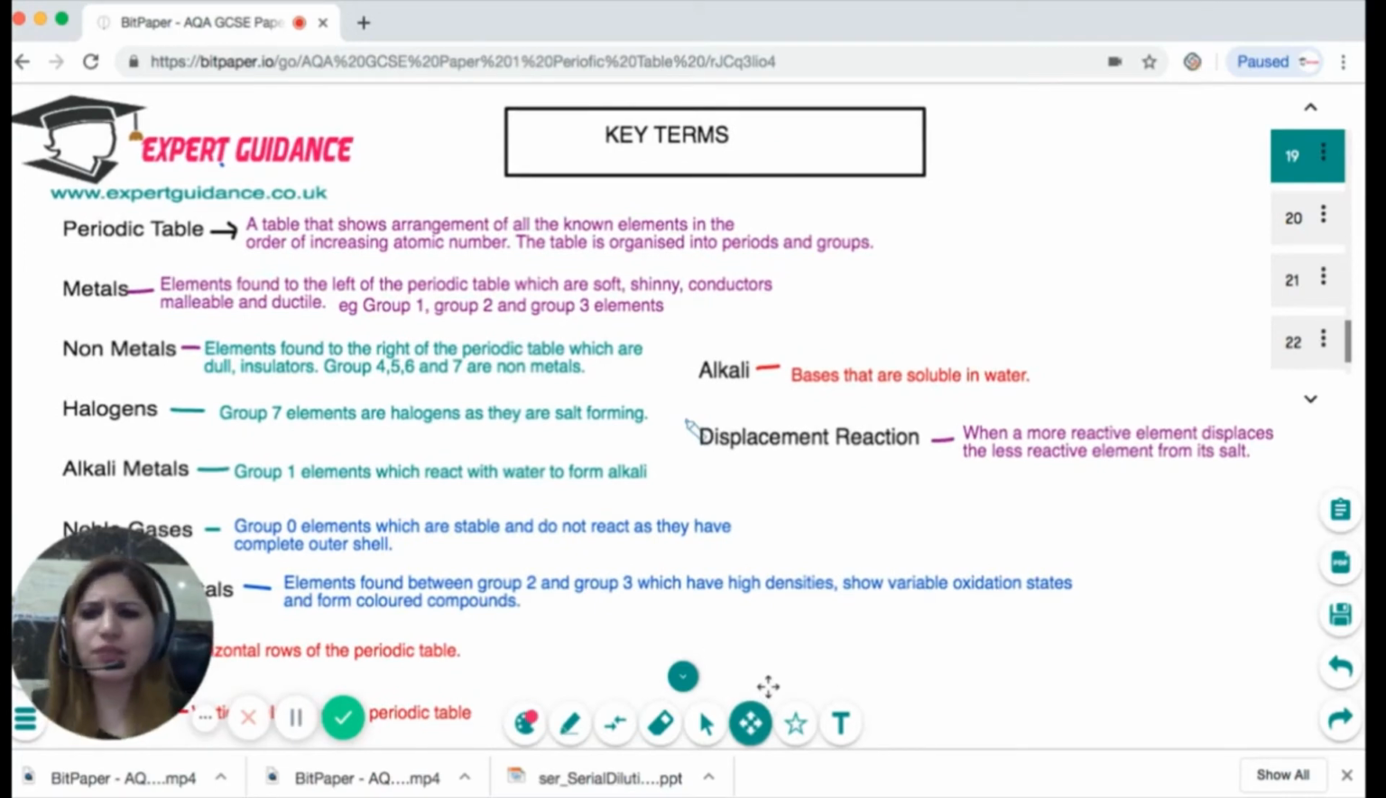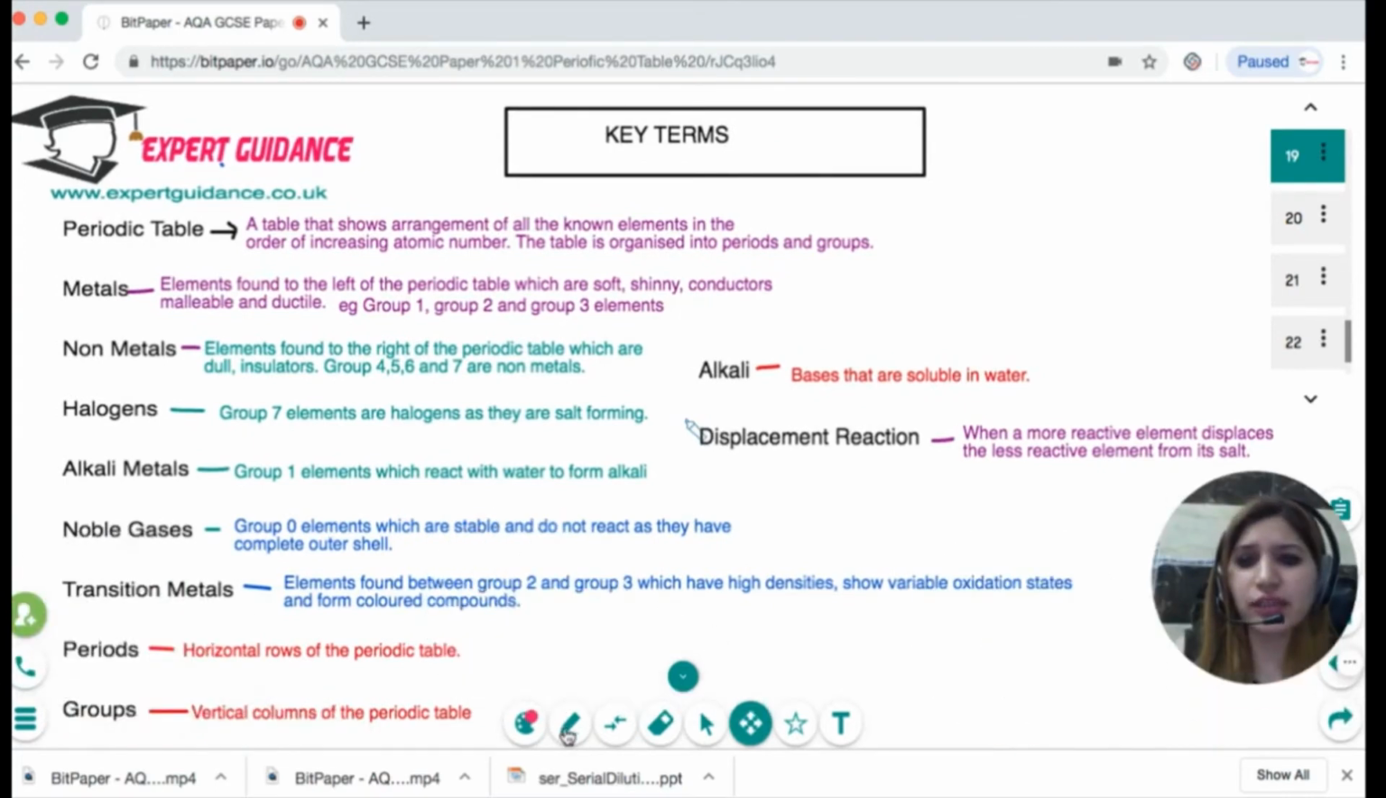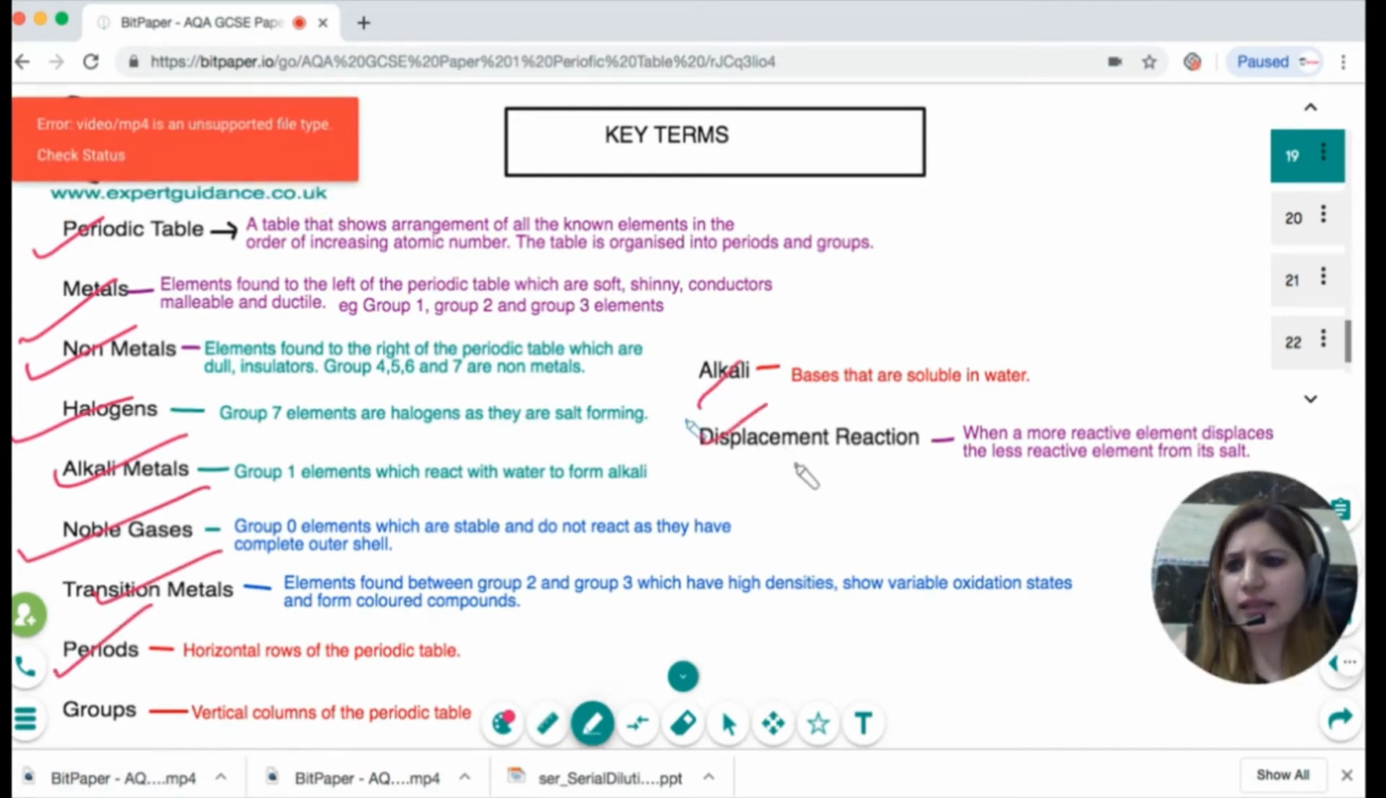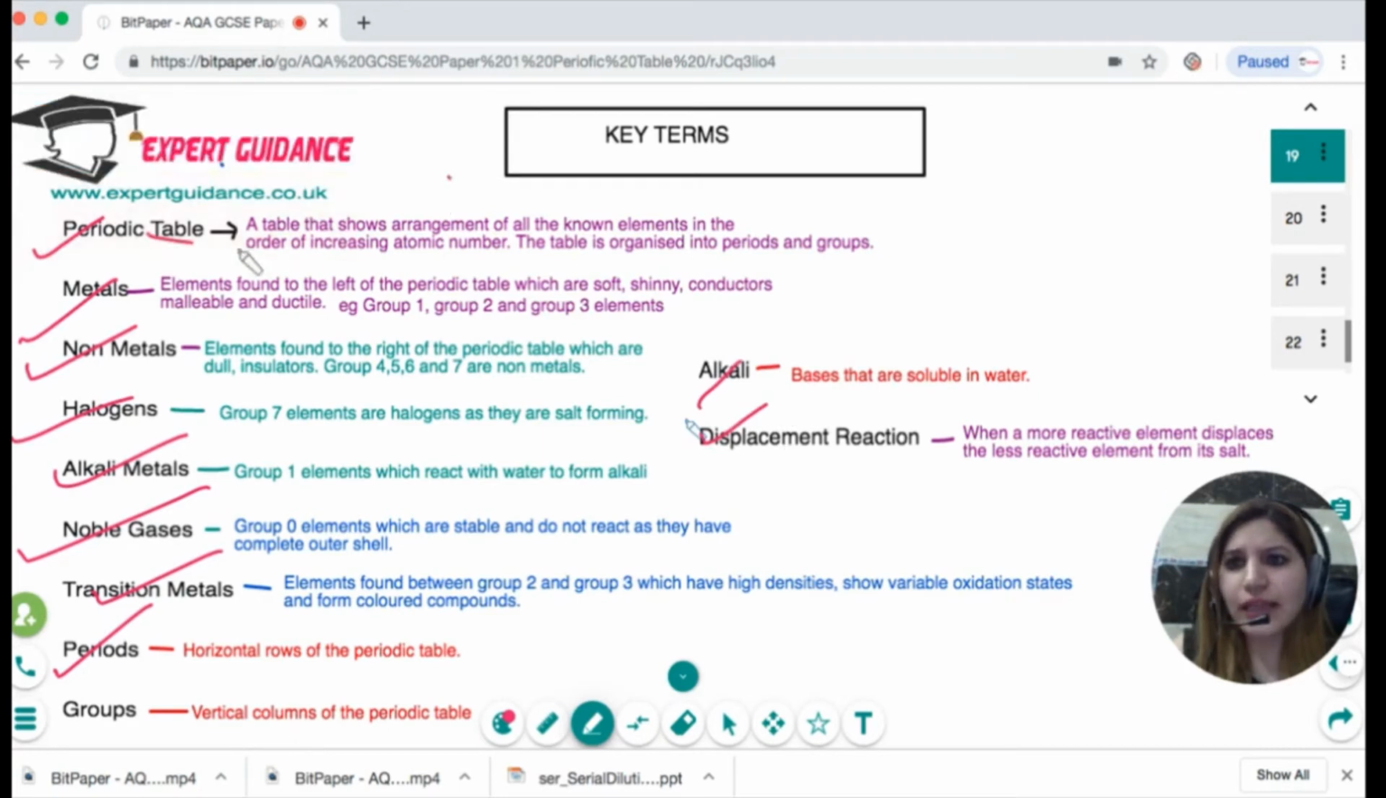Now let's quickly brush up the key terms that we saw in this unit. We discussed the periodic table, metals, non-metals, halogens, alkali metals, noble gases, transition metals, periods, groups, alkali, and the displacement reaction. Now, what is a periodic table? A periodic table is a table that shows an arrangement of all the known elements in the order of their increasing atomic number or proton number, and the table is organized into periods and groups. Metals are the elements found on the left of the periodic table, which are shiny, conductors, malleable, and ductile. Example, group 1, 2, and group 3.